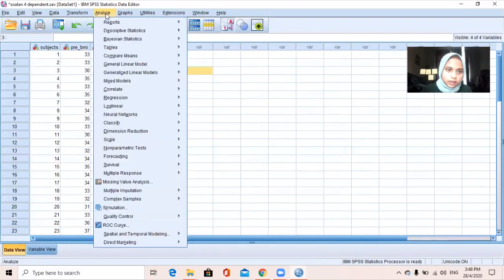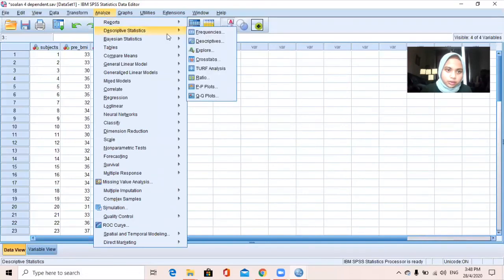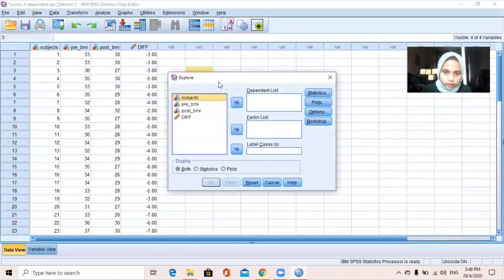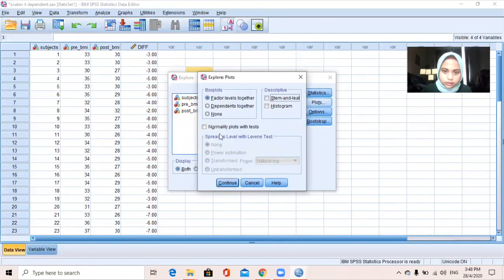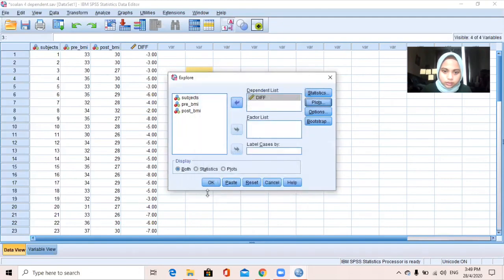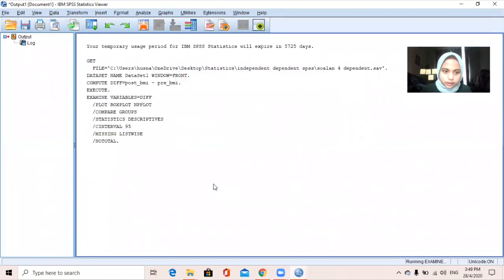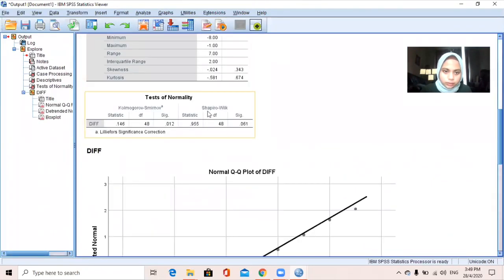So next we need to analyze the normality of the data. We go to Descriptive Statistics, Explore. So put the difference in, with no factor list because there is only one group. Okay, so for the normality of the difference of pre and post BMI, the p-value is equal to 0.061, which is more than 0.05, so it is normal.